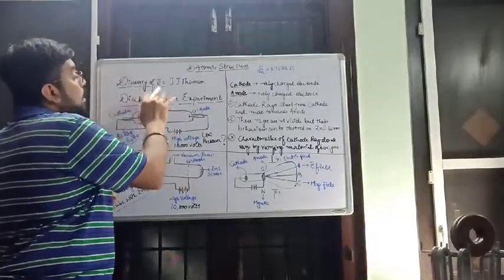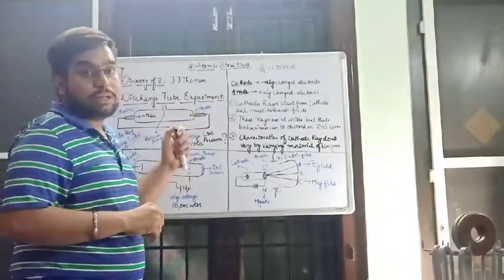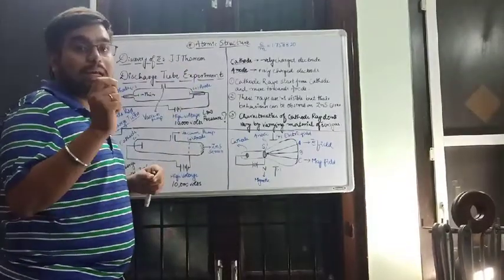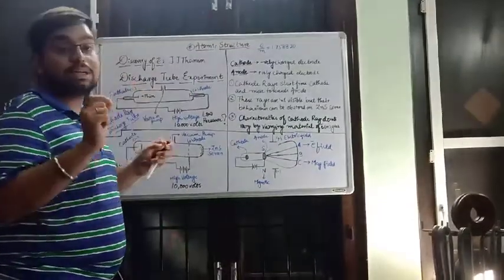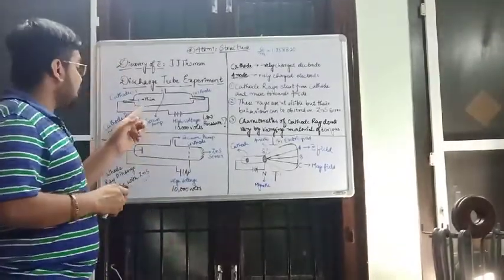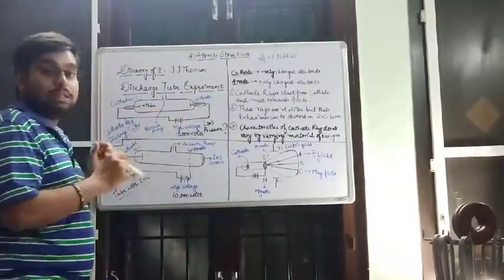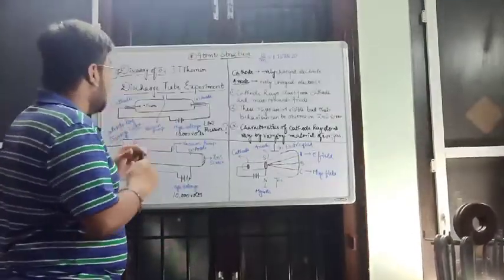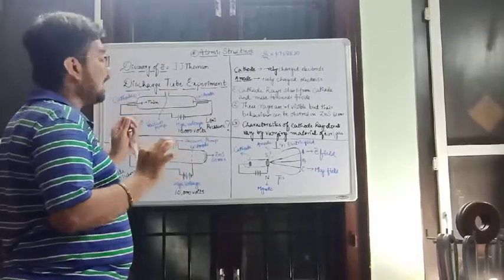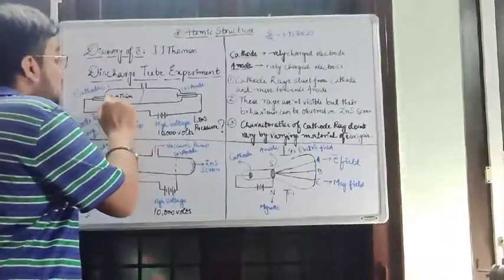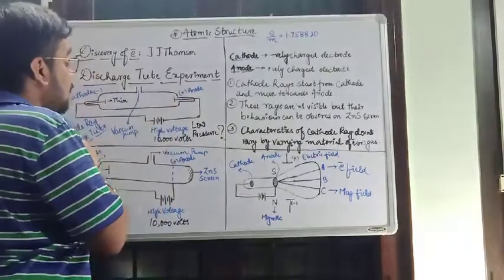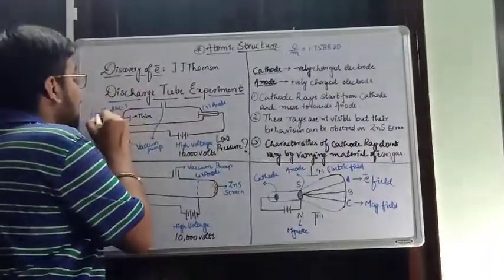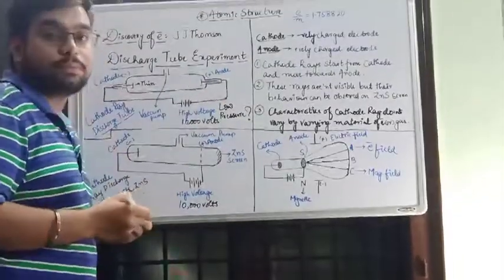So the discovery of electron was made by J. J. Thomson, and he discovered the subatomic particle called electron in his discharge tube experiment. This is a very simple discharge tube, or it is called a cathode ray discharge tube. Here this is made up of glass, and these are two thin metal plates, one acting as cathode, the other acting as anode.